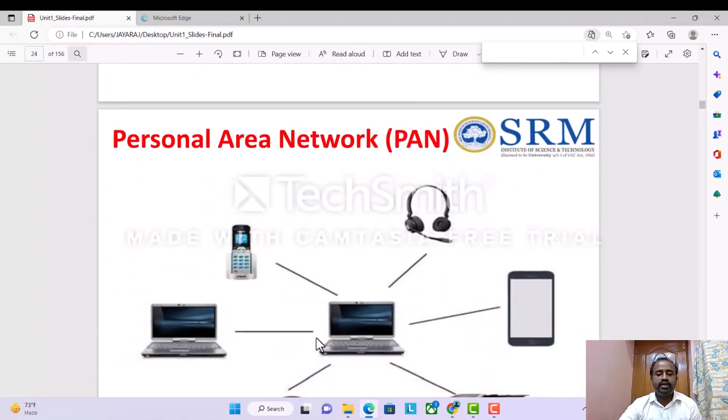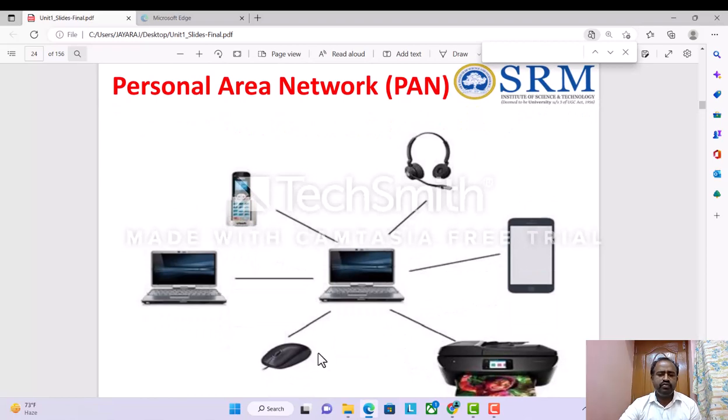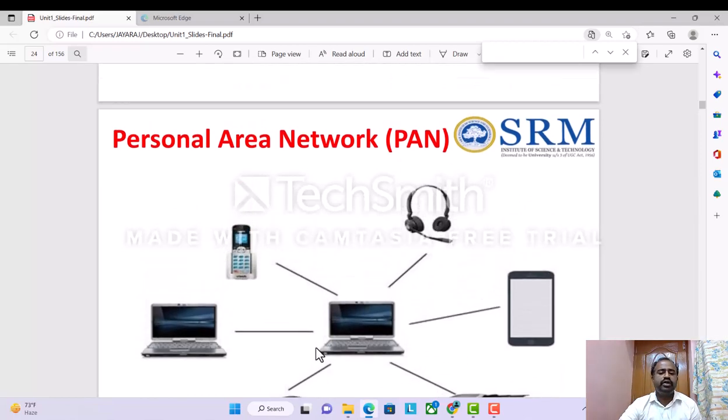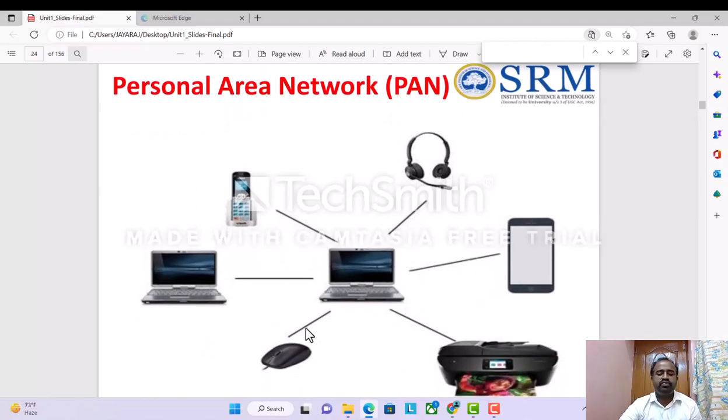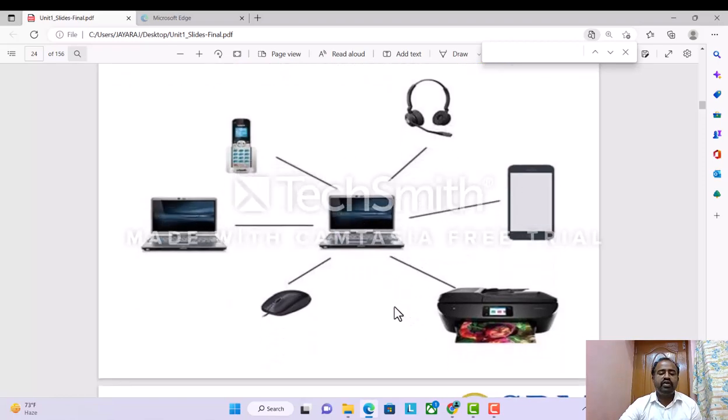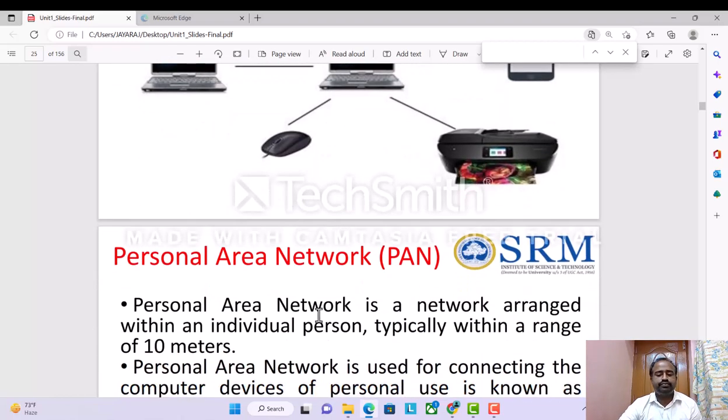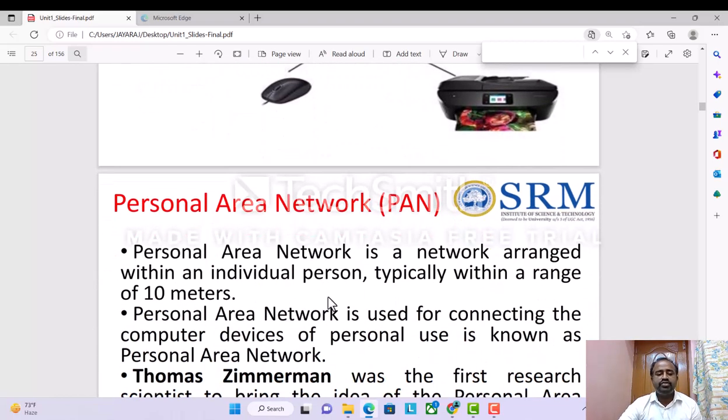Then personal area network. For this personal area network, you can take your hotspot as an example. See, a single connection from the system is shared with everyone. You can take Bluetooth or Wi-Fi, everything. We can form a network. It is arranged around an individual person. The distance is 10 meters.